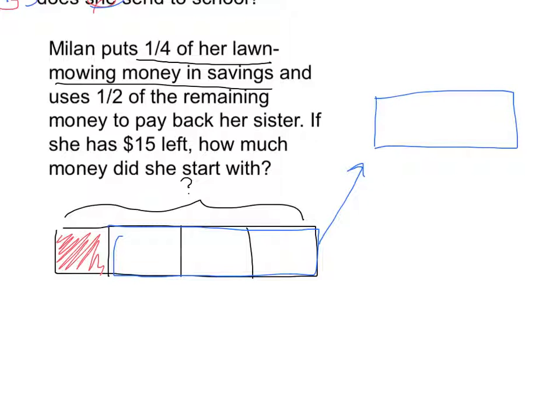So let's just imagine this part here. We're going to make its own box. Half of this, cut it in half. Half of it she gives to her sister. If she has $15 left, so she gives half to her sister, what's left here is 15.